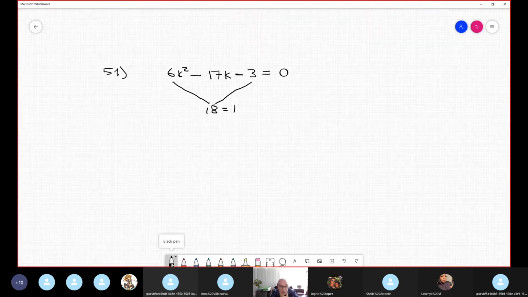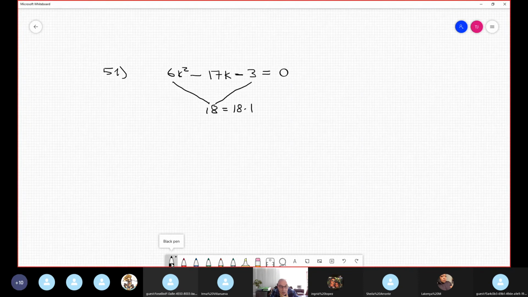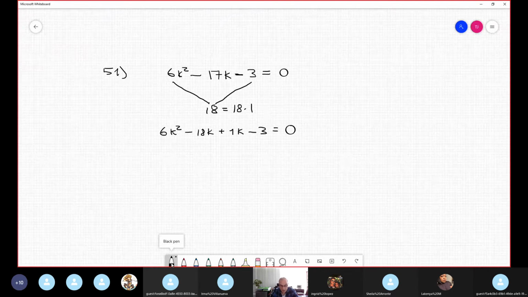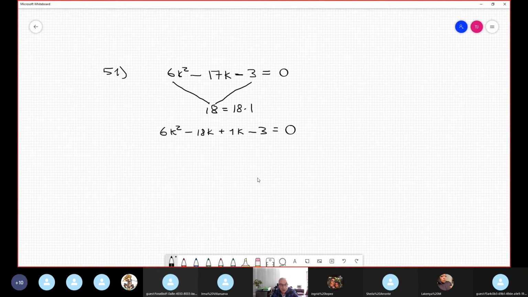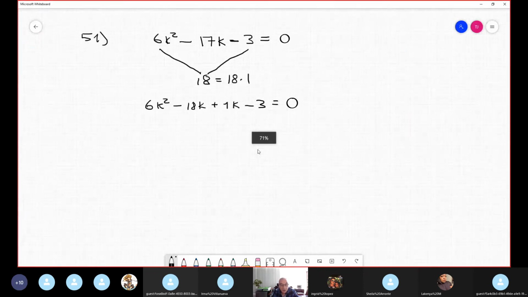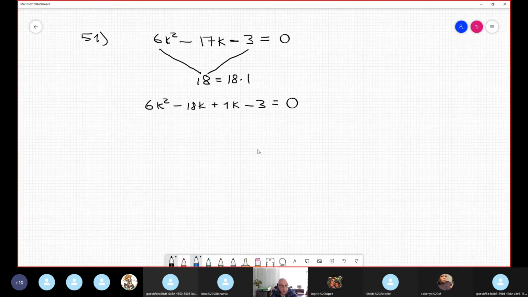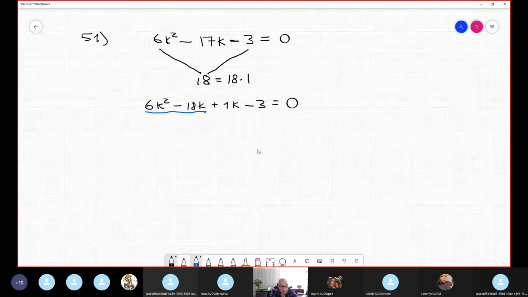I suppose that the key to open the door is 18 times 1, because 18 times 1 is 18, and 18 minus 1 is 17. And you copy the first, and you break down 17 using 18 and 1, like that: 18k plus 1k minus 3. Do you see that the new expression is equivalent to the original? The only thing I did was decompose 17 into negative 18 and positive 1. Okay, now I'm focusing on the grouping. Factor by grouping here and factor by grouping here.